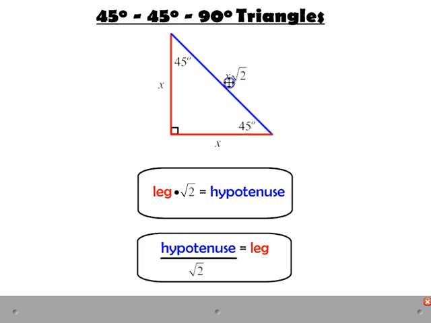So if you were to go from the hypotenuse to the leg, the opposite of multiplying by the square root of 2 would be dividing by the square root of 2. So the hypotenuse divided by the square root of 2 will give you the length of the leg.